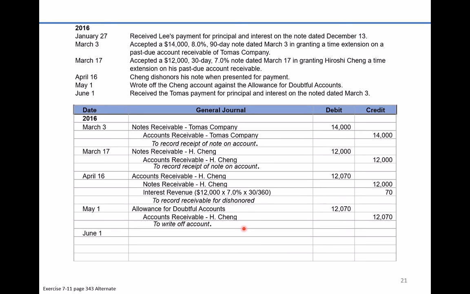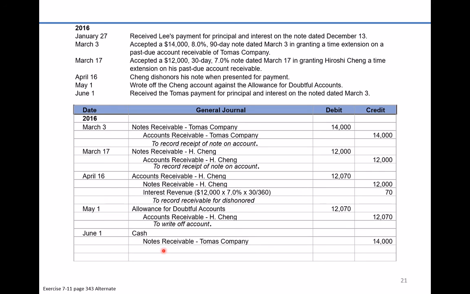The last transaction on June 1st, we received the Thomas payment of principal and interest on the note dated March the 3rd. So we received cash. We received cash for the note plus the interest. We know how much the note was. The note was that $14,000 note that we started on March the 3rd. That was a debit balance. To make it go away, we give it a credit entry.